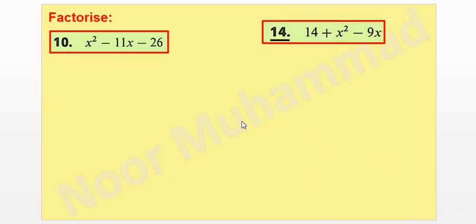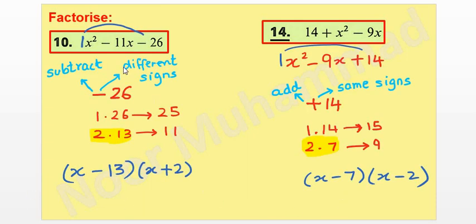Now solve these two questions on your own and then play the video to check your answers. So here are both the answers. This question was already in the standard form, so there was no need to rearrange it. When I multiplied a with c, I got a negative sign with the 26. So when I took the pair 2 and 13, they got different signs. Which sign will go with 13 and which with 2? The middle sign has to go with the larger number, so 13 became negative and 2 became the opposite, positive.